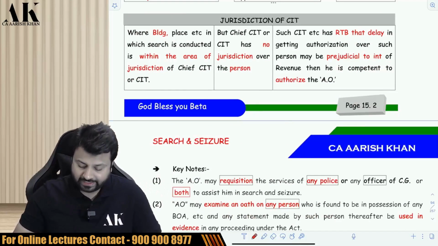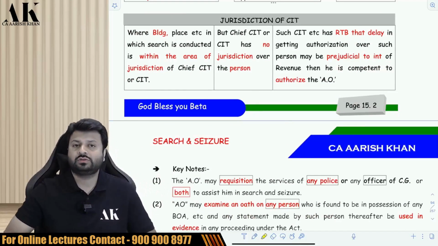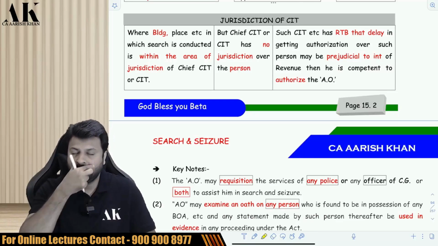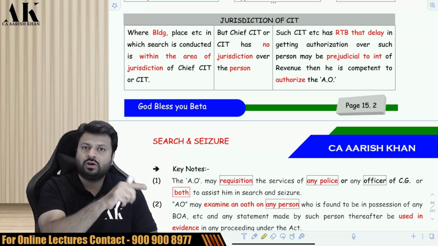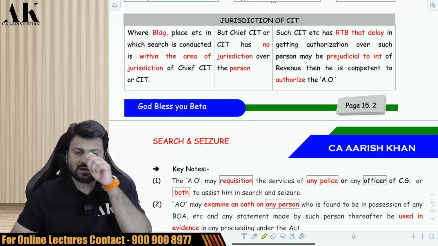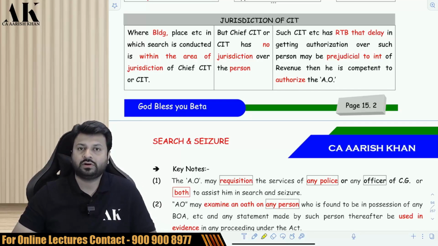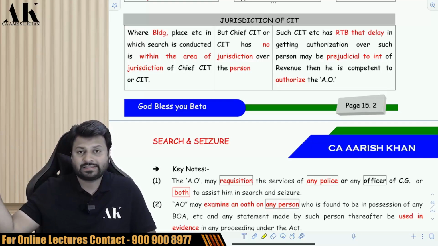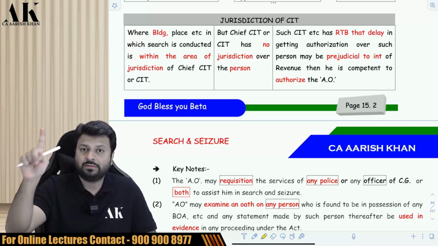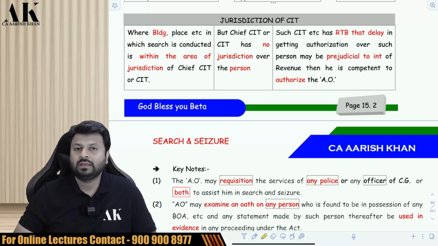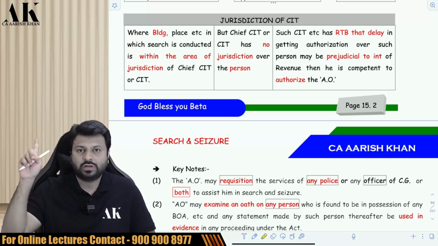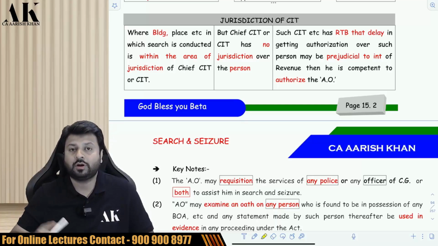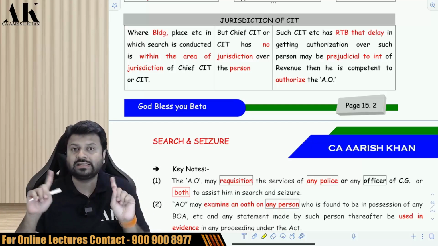Next, jurisdiction of CIT. Now, what does this jurisdiction of CIT have to say? Suppose there is a Bombay CIT and there is a property in Bombay, and the Mumbai CIT feels that there is something wrong in the property in Mumbai, but he cannot do a search and seizure authorization for that property because the assessee resides in Delhi. The assessee resides in Delhi, the commissioner is in Mumbai, the property is also in Mumbai. So now the Bombay CIT has to take an approval from Delhi CIT, and then only he can do search and seizure in the Mumbai property, because the property comes in his jurisdiction, but the assessee does not come in his jurisdiction.